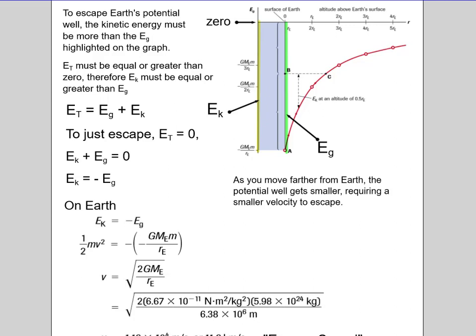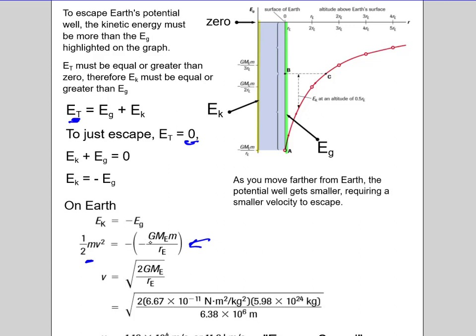So if we want to escape from Earth, we need to have enough kinetic energy that we can get to this zero line. And so if we fix our total energy as being constant, or set to zero, right here, then our EK plus our EG must equal zero. So EK equals the negative EG. You can set that up with our standard kinetic energy formula and our new gravitational energy formula.